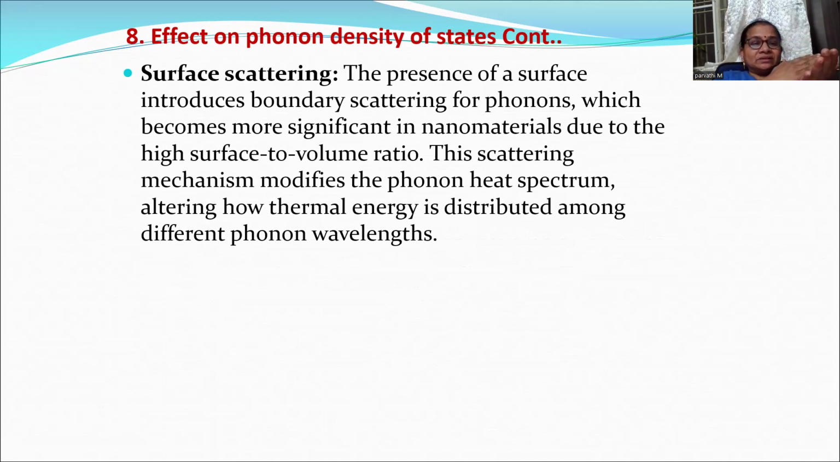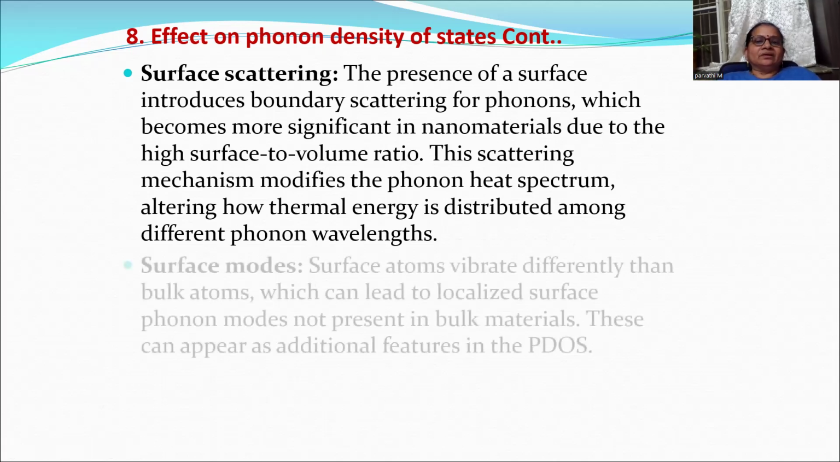That is because of the high surface to volume ratio. The scattering mechanism modifies the phonon heat spectrum. Generally, the phonons behave similarly to the charge carrier behavior that we see in bulk materials. So when the phonons or the charged particles move from one point to another, the phonon heat spectrum changes. So it changes the thermal energy of the material also, distributed among different phonon wavelengths. So this is another surface scattering feature that we can observe in nanomaterials.